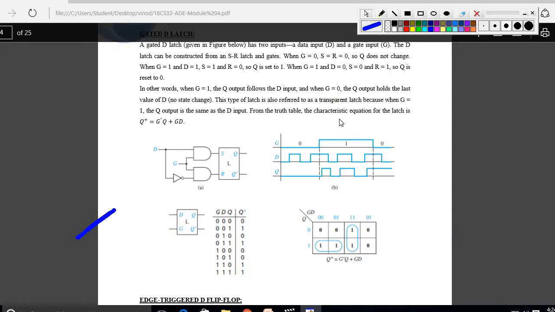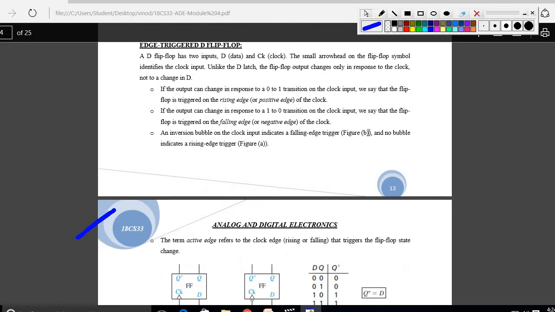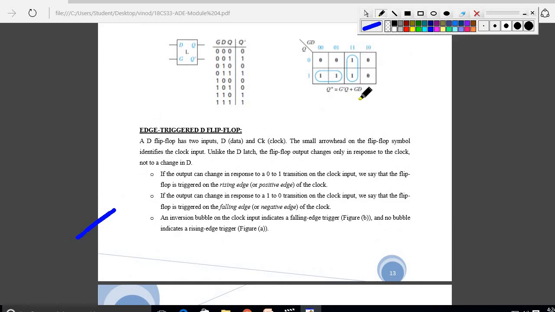So hope you understood the gated D latch and SR latch. Both are memory devices. They operate depending on the input conditions. Before going to the edge triggered D flip-flop, I will tell you about the two types of clock edges: rising edge and falling edge, or else positive edge and negative edge.